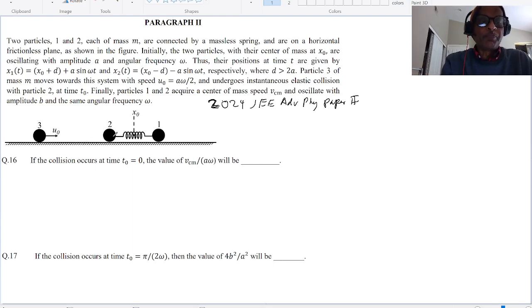So we have these two balls which are attached to a spring, and they're particles with the center of mass at x0. This is the CM. They are oscillating with amplitude a, and this is the x coordinate. This is x1 at time t, so this is the situation at time t, and this is x2 at time t. We don't have to worry about this ball. It will come and hit, and that will be the end of the story for that.